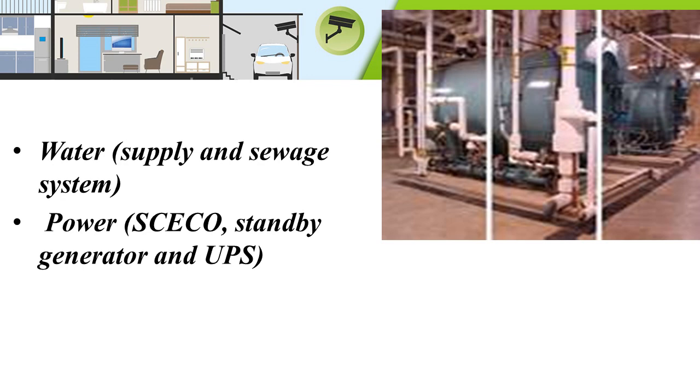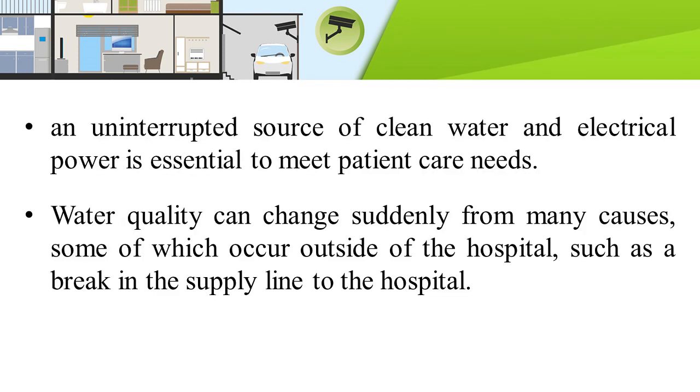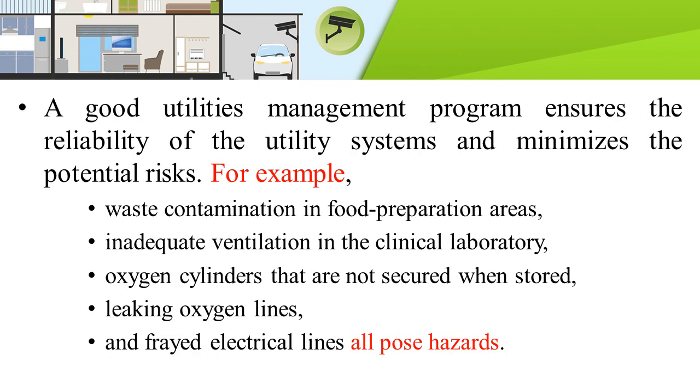Let us talk in detail about water supply, sewage systems, and power supply. An uninterrupted source of clean water and electrical power is essential to meet patient care needs. Water quality could be changed suddenly from many causes, some of which occur outside the hospital, such as a break in the supply line to the hospital. A good utility management program ensures the reliability of the utility systems and minimizes the potential risks.